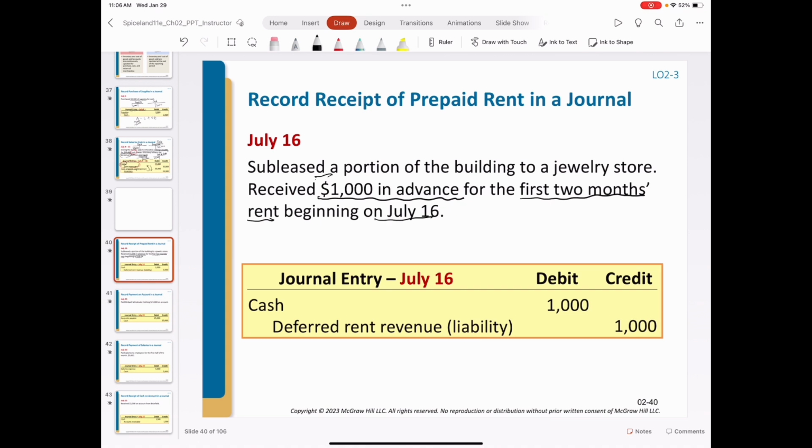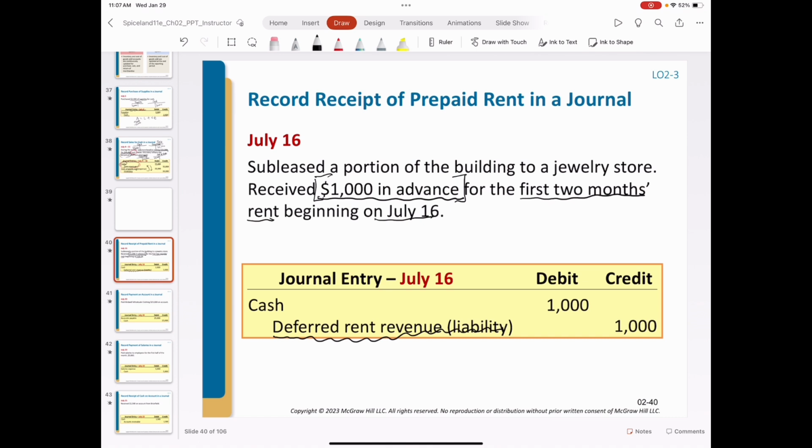So this $1,000, you may think that's a rent revenue, right? But just on July 16th, the firm should not recognize any rent revenue because this is just the beginning, the first day of the lease. Instead, the company records a liability, deferred rent revenue. The rent revenue recognition is deferred.